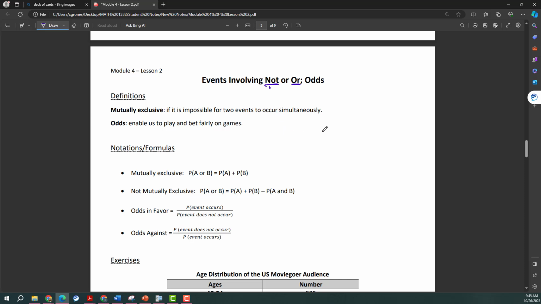Same thing if you were to roll a dice. You can't draw like a 1 and a 4 at the same time. So if it is mutually exclusive, we will use this formula down here. And then if it's not mutually exclusive, we'll use this formula. And then the odds in favor and then the odds against, I'm going to go back to that because this is how the book gives this, but I'm going to rewrite that a different way.